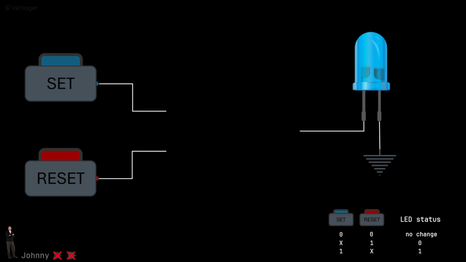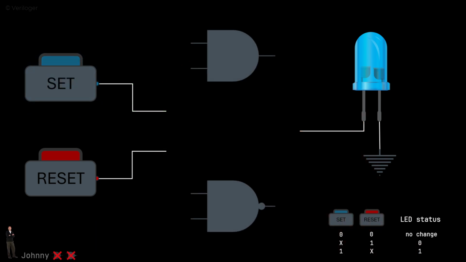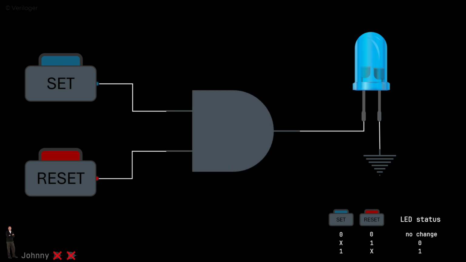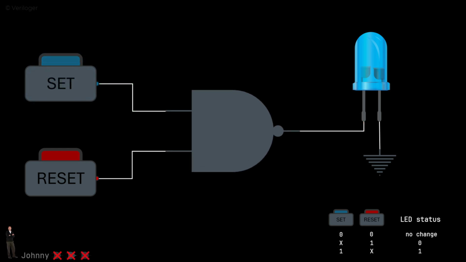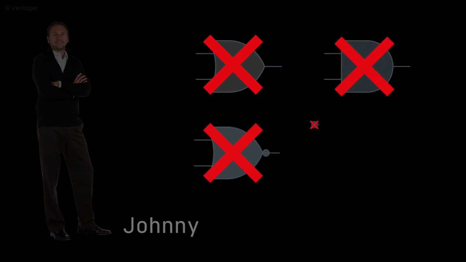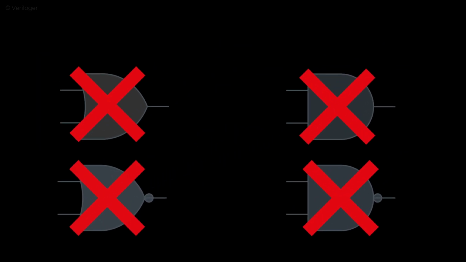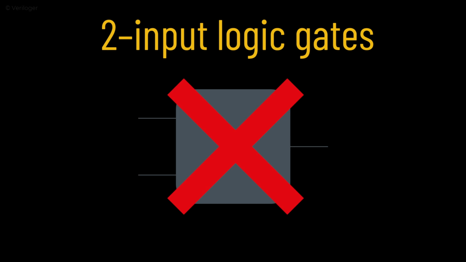Johnny had only two choices left. He tried using an AND gate, but unfortunately he found that the set button cannot turn on the LED alone. So he tried using a NAND gate, and he also found that it doesn't work, as when the reset button was pressed, the LED turned on. Johnny surrendered and told the professor that he was unable to create an SR latch using two-input logic gates.